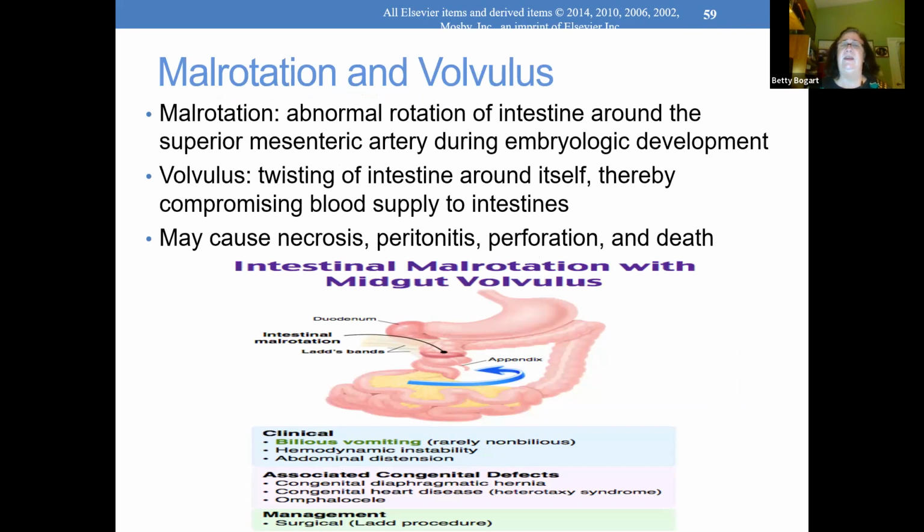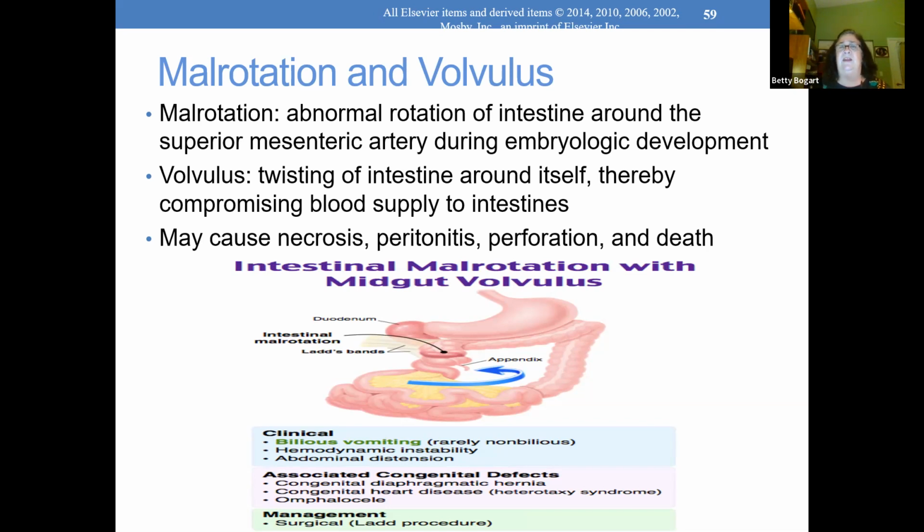Malrotation volvulus is just the body, either during embryonic development, it's around an artery and it gets strangled, or sometimes the intestines turn around on itself and make a knot. I've seen them both ways. Think about a malrotation or volvulus.